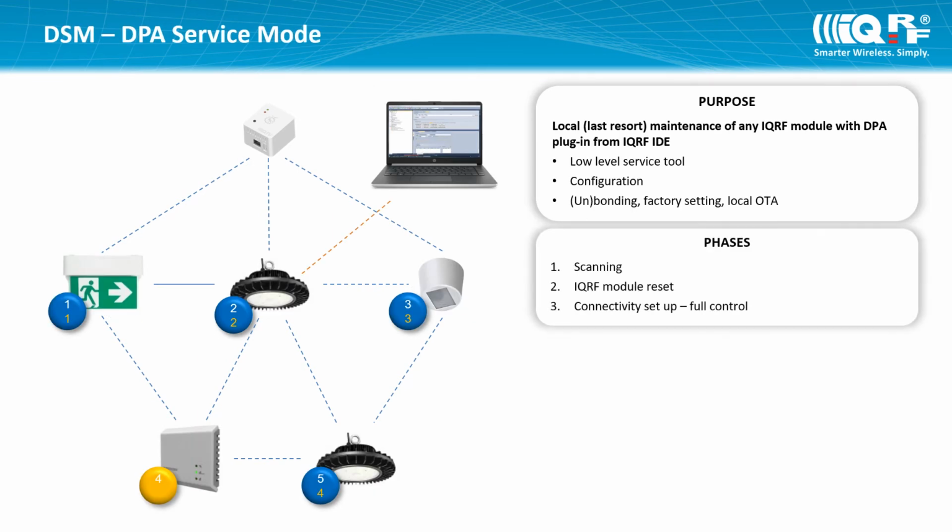For service purposes, the IQRF offers the so-called DPA service mode, shortly DSM. The DSM allows connection to the coordinator or any node in the direct RF range using a special tool available in the IQRF IDE. This tool is called CATS and can be created from any TR module connected to the IQRF IDE. To make the connection with the network device possible, a user must know its access password. Then just reset the device and the DSM connection will be established.